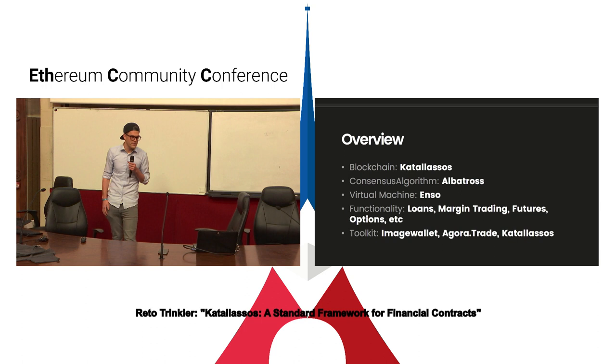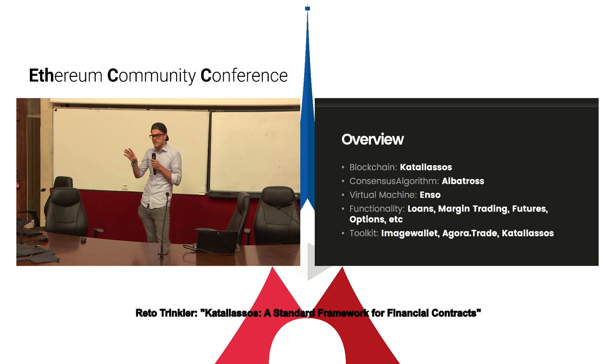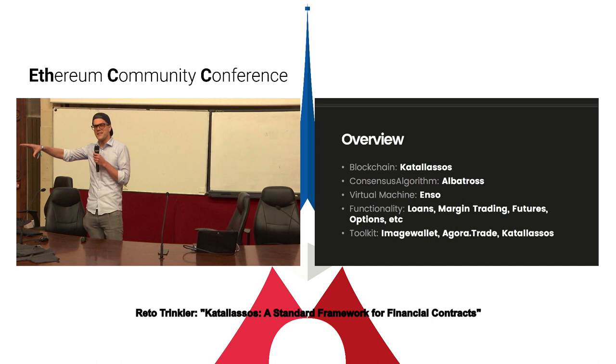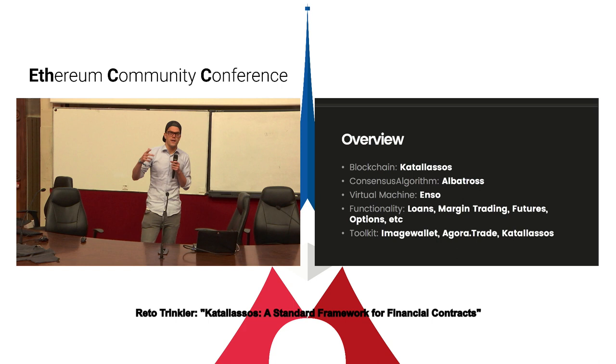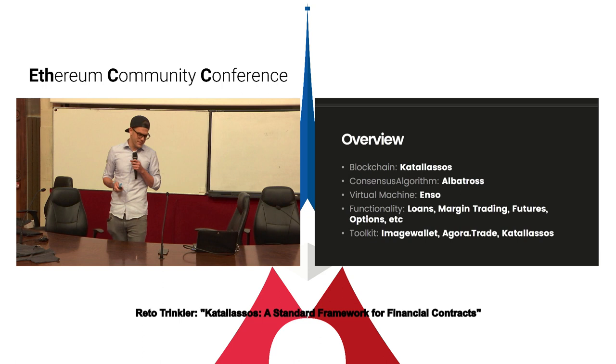So maybe to start with, this is incredibly research heavy, but not development heavy. Just yesterday, we published the three papers: the paper of Catalosis, the paper of Albatross, and the paper of Enzo. You can have a look at catalosis.com. The implementation is lacking a bit behind.